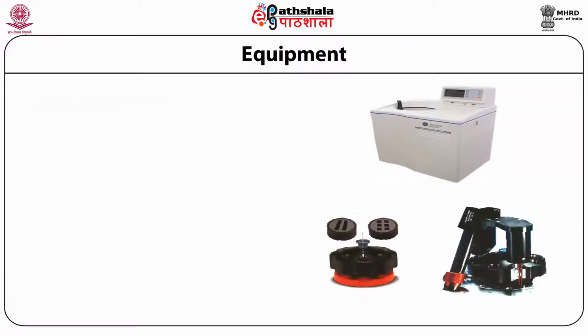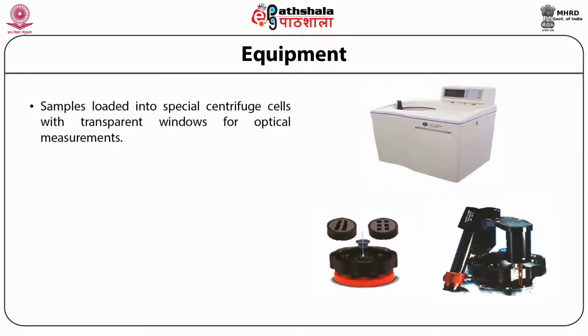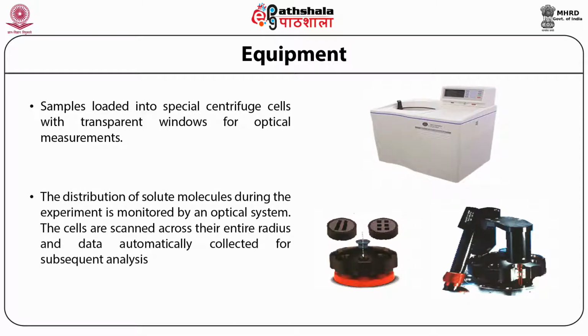So you can see here in this figure the structure of the ultracentrifuge. It's a very high-end piece of equipment, and the samples are loaded into special centrifuge cells with a transparent window for optical measurement, and the distribution of solute molecules during the experiment is monitored by the optical system. The cells are scanned across the entire radius and data is automatically collected for the subsequent analysis. Now we will discuss in detail each component of the ultracentrifugation equipment.